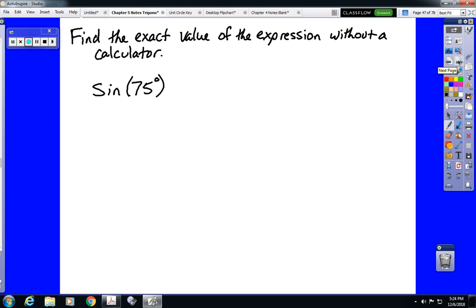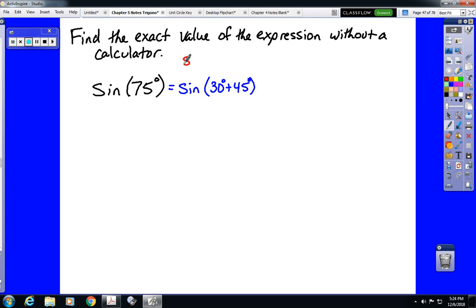Okay, so again, we're doing these problems where we're finding an exact value without using a calculator. 75 degrees is not on the unit circle. However, we could write this as the sine of 30 plus 45, and both of those angles are on the unit circle, just like we did in the last section with the cosine.